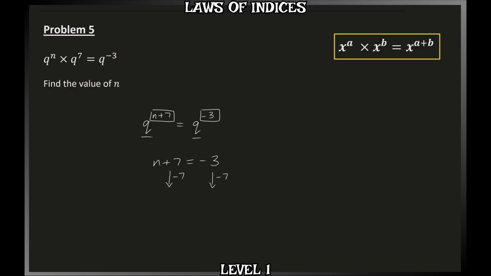Going back to the left, 7 minus 7 is 0, so that just leaves us with n. And on the right, minus 3 minus 7 gives us minus 10. So our final answer for problem 5 is n is equal to minus 10.